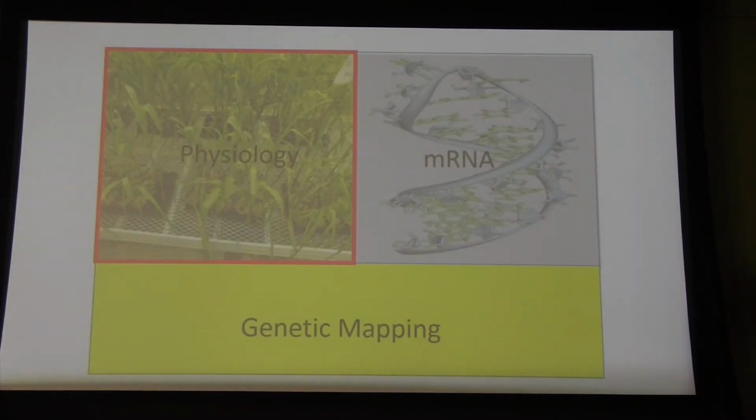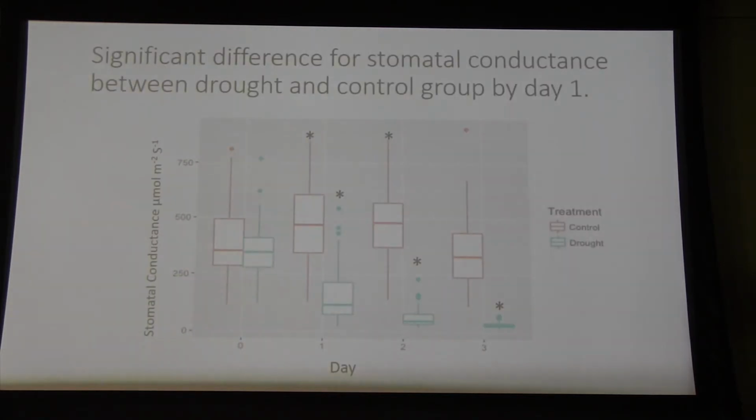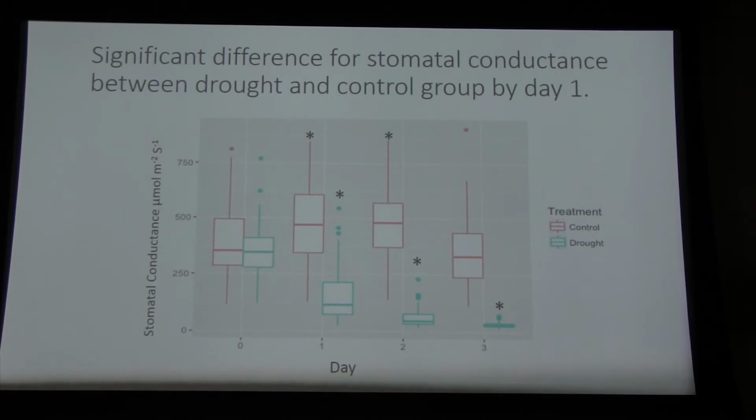Okay, so back to this physiology, mRNA, and genetic mapping. First I'm going to discuss the physiological results that I got. This graph is showing the stomatal conductance of those NAM parents. The red boxes are the control group, so those were always well watered, and the blue boxes are my drought stress treatment, so I withheld water from that.